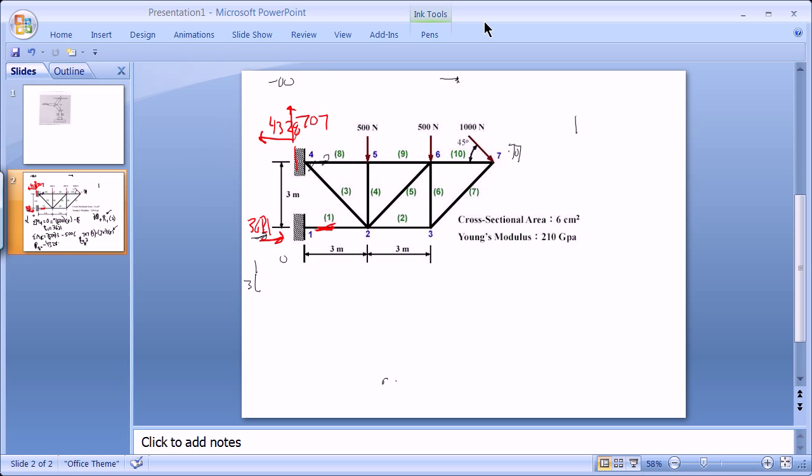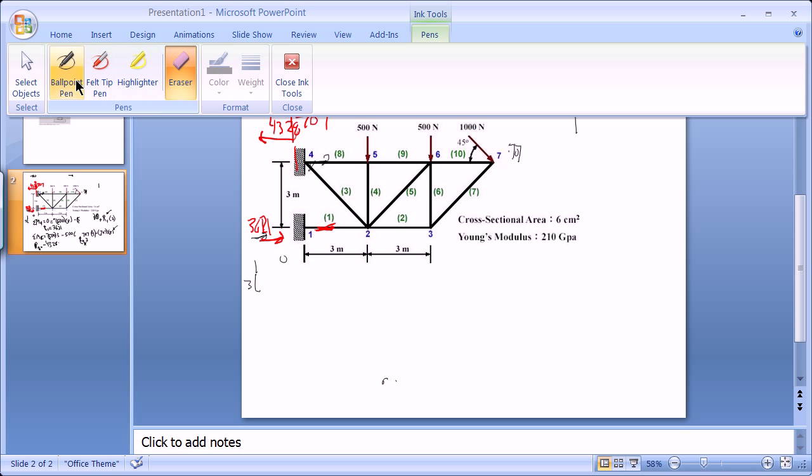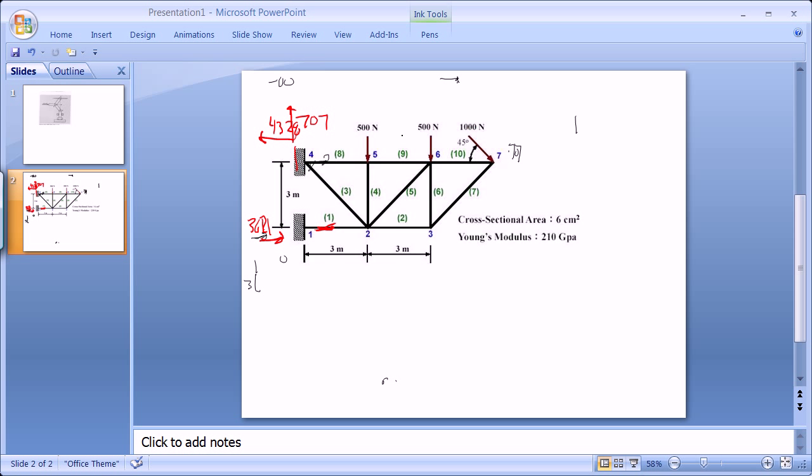So what we're going to do here is go back to the pens and see how quick it is to cut a section out here. And I'll sketch it down below. When we cut that section, we have a force going this way. We're going to call it the tension in member 9. We have a tension going this way. We're going to call it the tension in member 5. And we have a tension going this way. It's the tension in member 2.